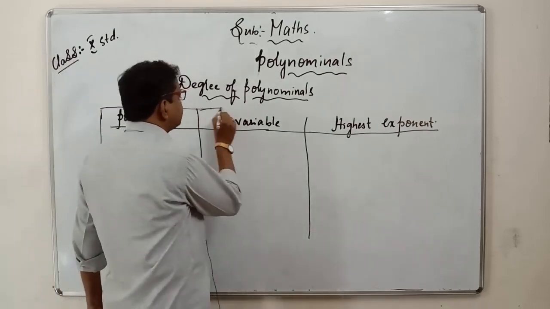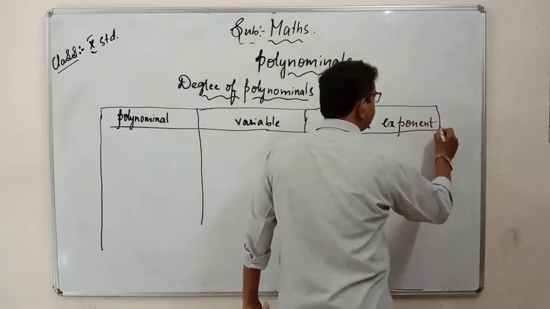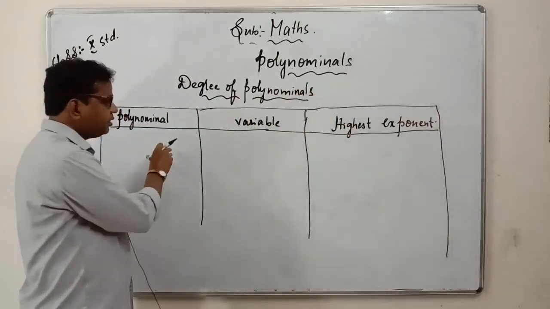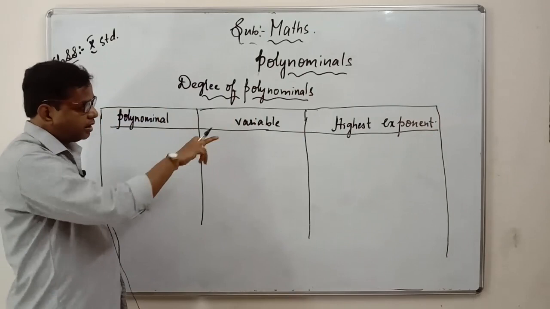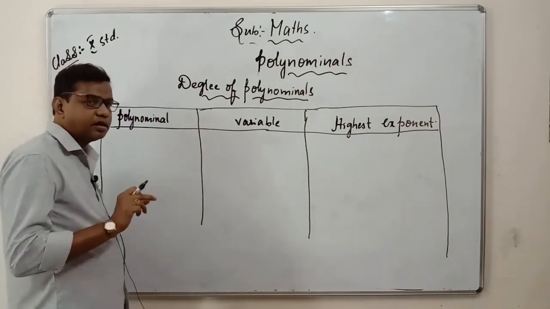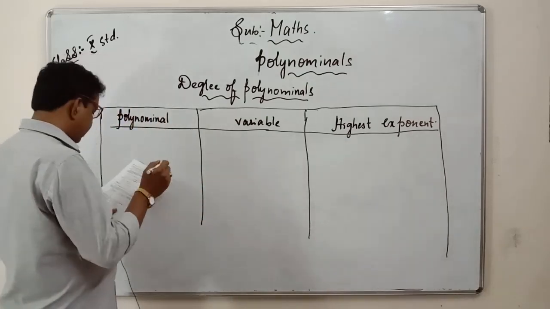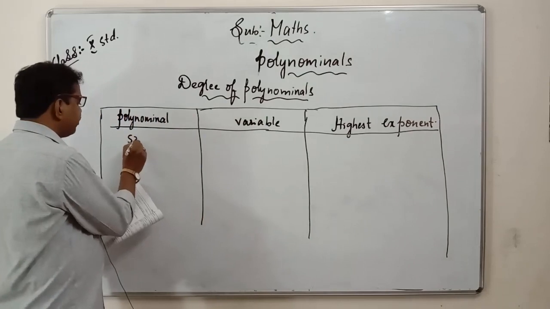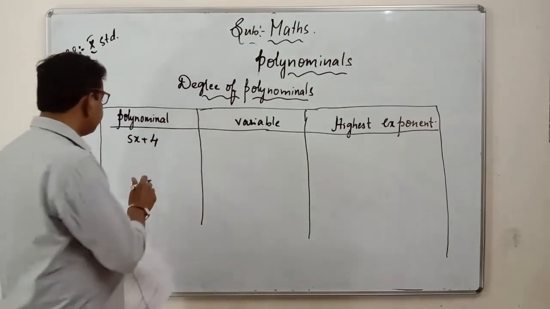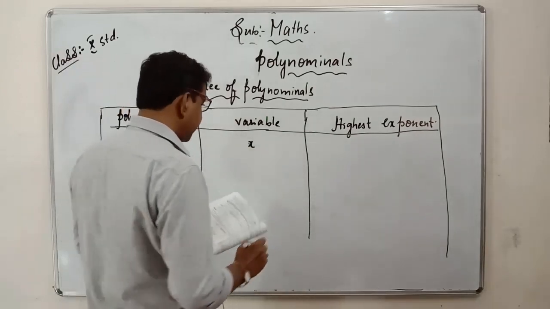Copy this table also, because it is important. You will find it very easy to differentiate what you mean by a polynomial. So what is the variable and which is the highest exponent in that polynomial? I already told you it should be a non-negative exponent. First let us see 5x plus 4. In 5x plus 4, which is the variable? x is the variable, and the highest exponent is 1.